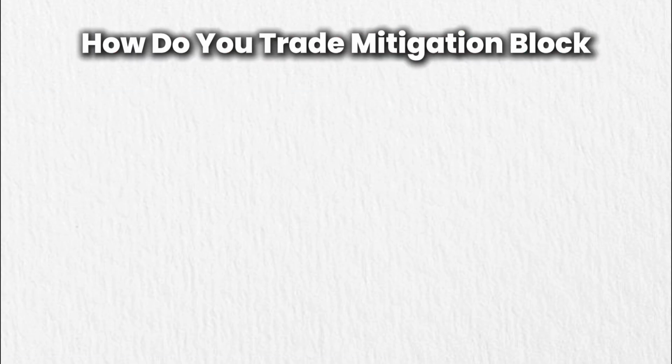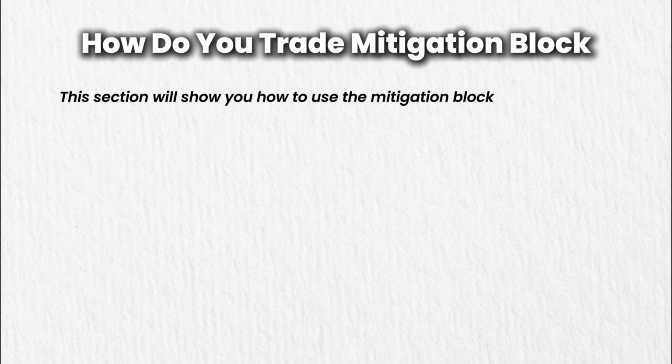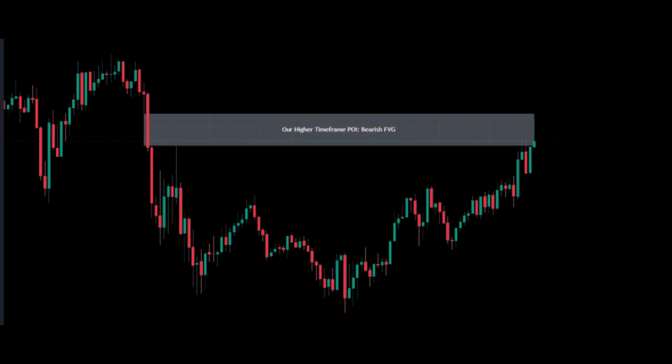How do you trade mitigation block? This section will show you how to use the mitigation block in your trading. 1. Locate a higher time frame point of interest. Your first task is to locate a higher time frame point of interest. The point of interest could be an order block and fair value gap, an optimal trade entry, or any other point where the price is likely to reverse.